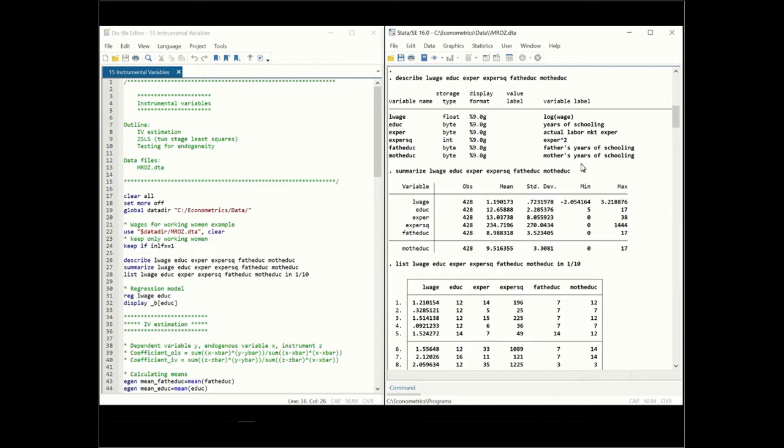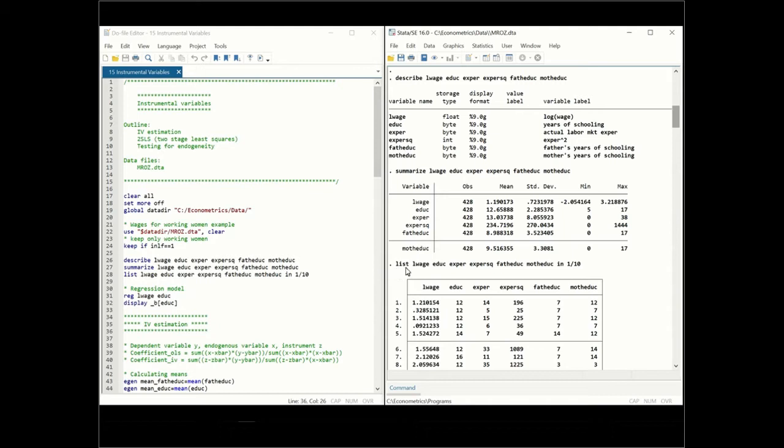To summarize the data, we're using the command summarize, and we're listing all the variables. And these are the mean, standard deviation, min and max of the data. Notice here, on average, we have about 12.6 years of education. The average for the father's education is about 8 or 9 years, and 9.5 years for the mother's education.